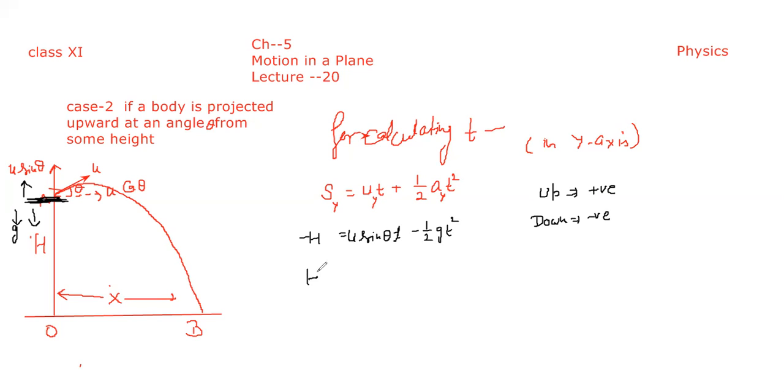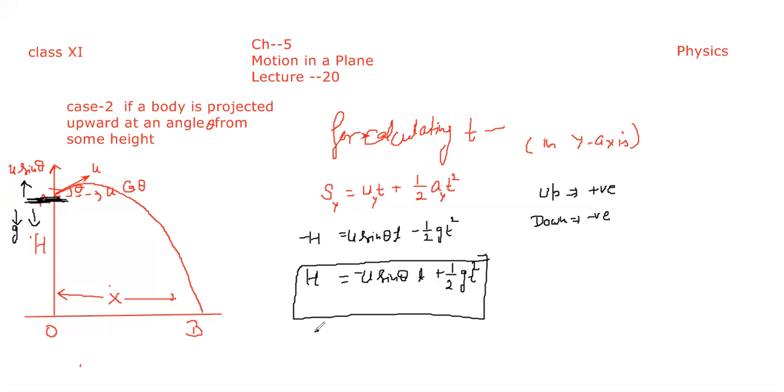If we multiply it by minus, we get H equal to minus u sin theta into t plus half g t square. So this equation is quadratic in small t. With the help of Sridharacharya formula, we calculate small t from this equation. Okay, so small t calculation is clear.